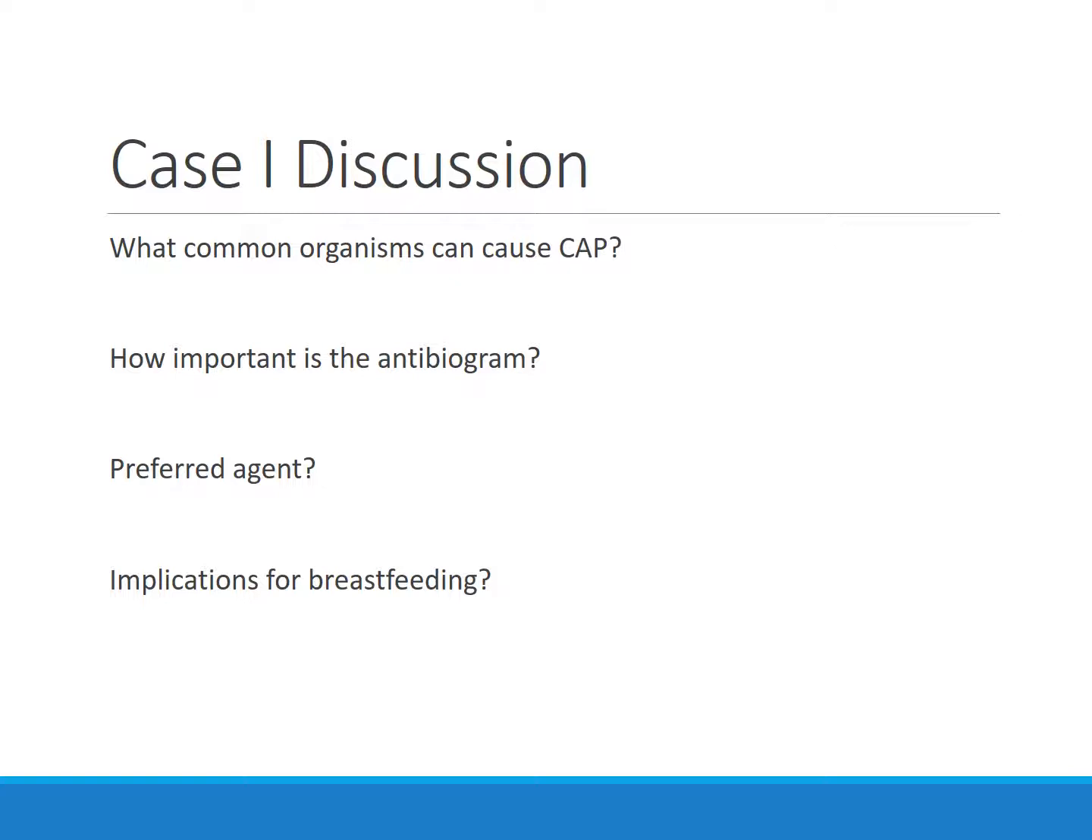You could still go down the road of Zithro plus whatever. Fluoroquinolones, could consider that as well. So really any of the options are sort of on the table.